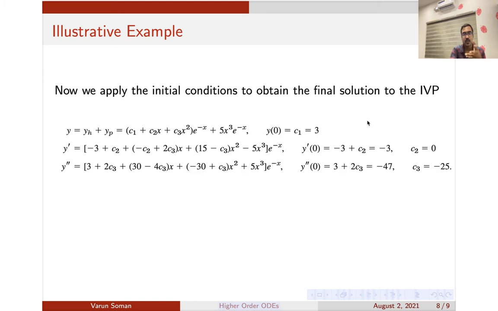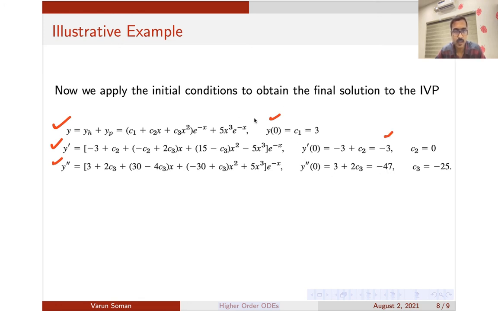I have given the work for you. So this is the value of this. This is your y, this is your y dash, y double dash. You can just check it out by simple differentiation only. Just check out these things, and then you substitute the value of y of 0. Y of 0 was 3, and y dash of 0 was minus 3. Y double dash of 0 was minus 47.